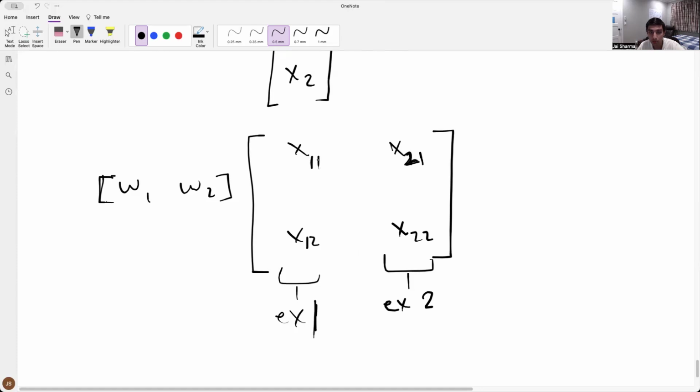And then the second number just means which feature it is. So this is feature 1. These all correspond to feature 1 for their particular example. And this is feature number 2 for each of their examples.